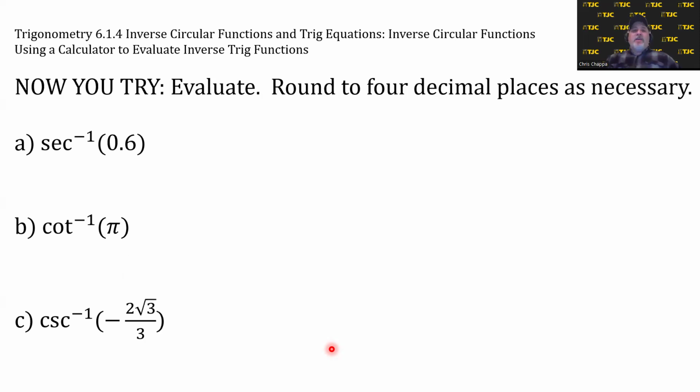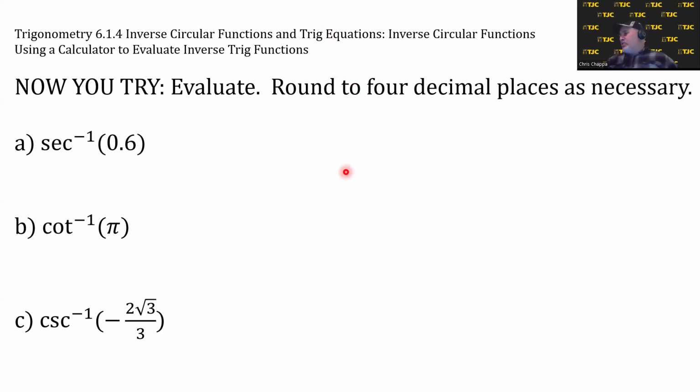Now you try. Evaluate, round to 4 decimal places as necessary. Pause the video, give it a try. Remember, we're writing each inverse reciprocal trig function in terms of the inverse of the reciprocal trig function. Anyway, give it a try. Here's your fair warning if you haven't paused the video yet.